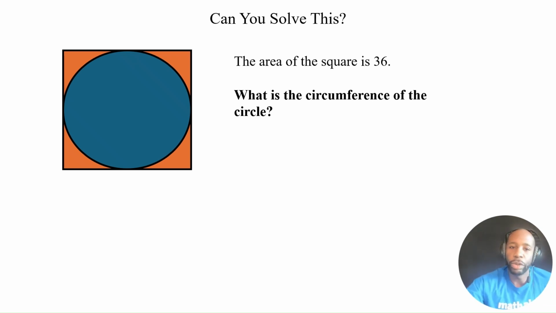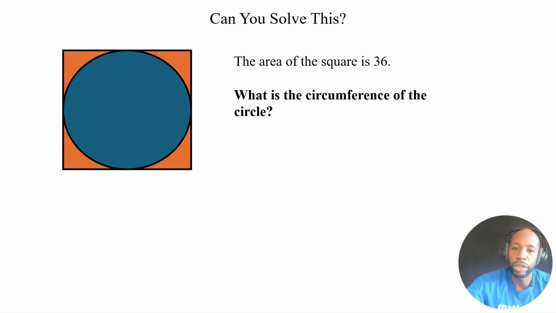This is a pretty easy one. It reads as follows. The area of the square is 36. What is the circumference of the circle? Now, this is obviously not drawn to scale. I just want to make sure that you guys know that I'm aware of that. However, always pay attention to the information in the problem.